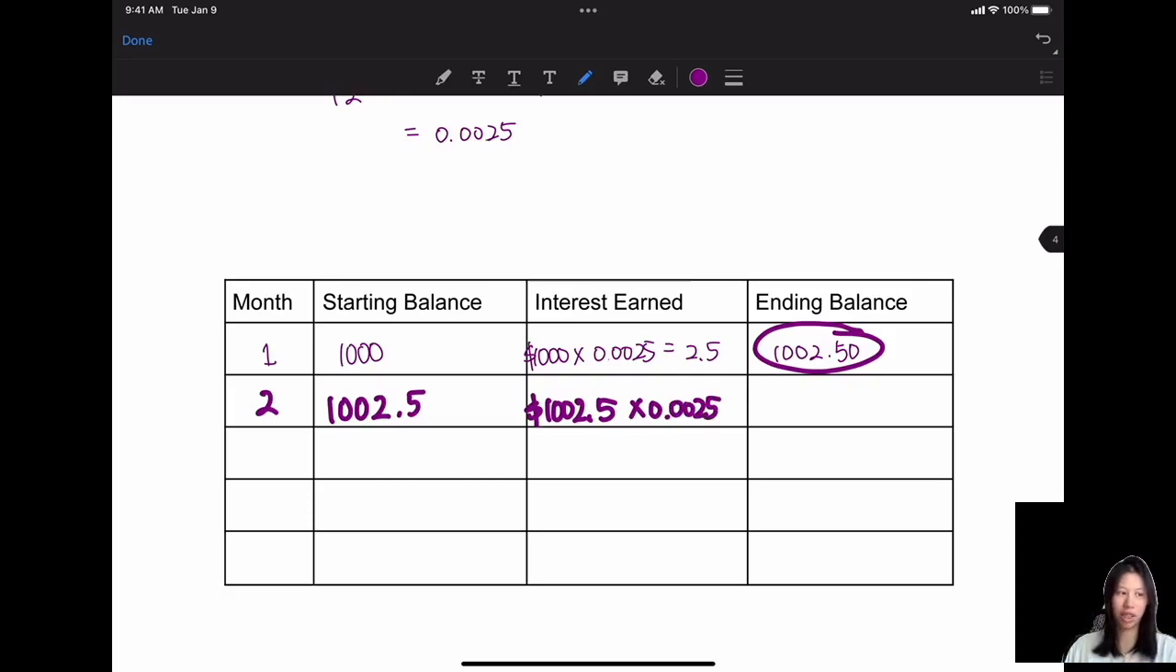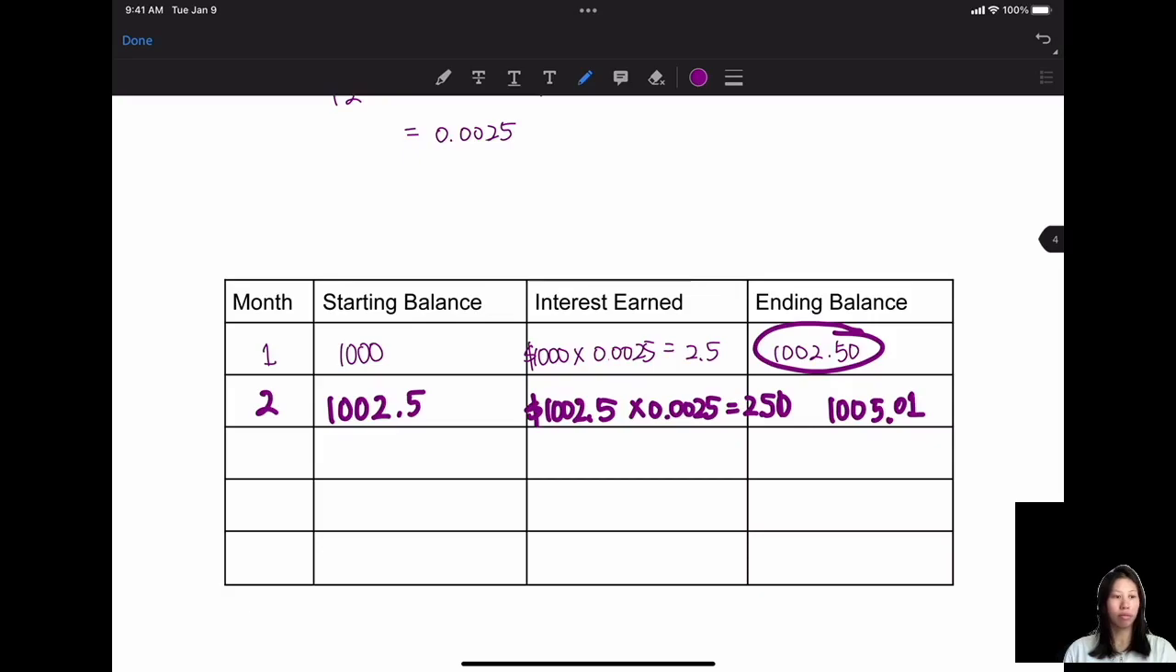Oh, I think this is too thick. So the interest you're going to earn would be what? Again, we round it up, you will get $2.50. So the ending balance would be the starting amount for the second month plus the interest that you earned in the second month. So you will get a total of $1,005.01.